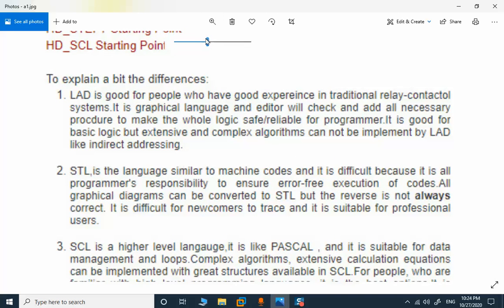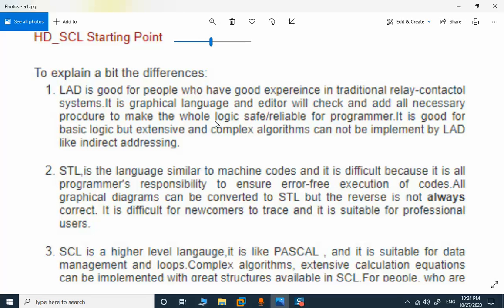First, ladder is good for people who have experience in relay contactor systems. It's graphical, and it's like FBD. Ladder is similar to the relay contactor circuits, while FBD is very similar to the electronic logic circuits. In ladder, the editor will check and add necessary procedures to make the whole logic safe and reliable.